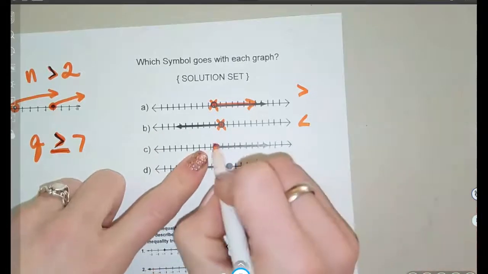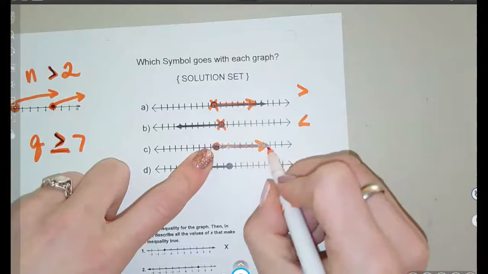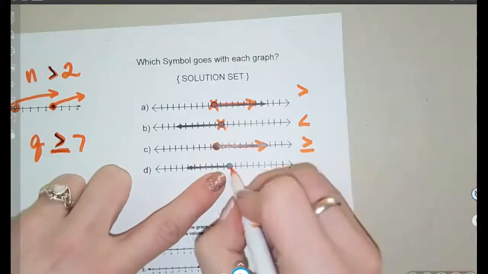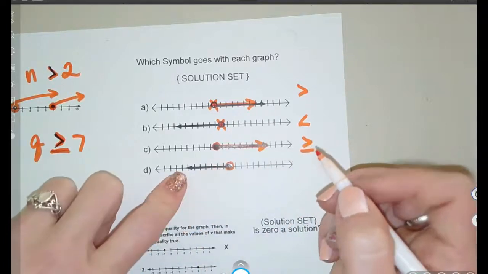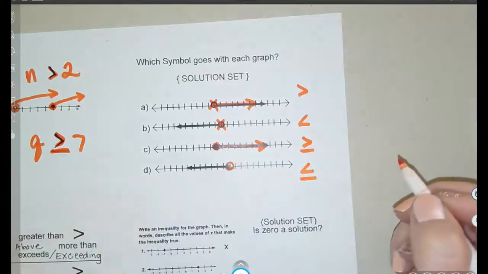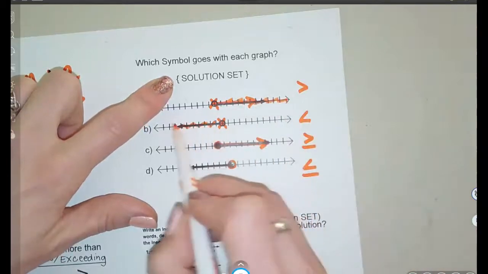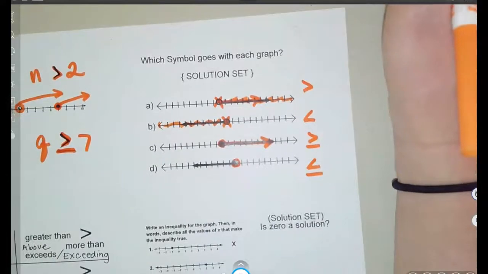Closed circle means it does include that number and everything bigger, so it could be greater than or equal to. And here a closed dot means it does include that number. It could be equal to or anything smaller, so less than or equal to. So again, we use the term solution set here to say anything where this arrow is pointing is part of the solution set. It's a whole set of numbers that is considered the solution.